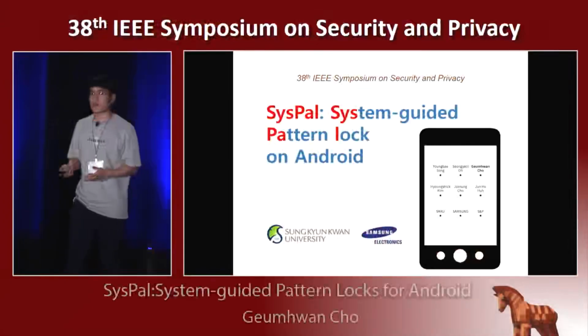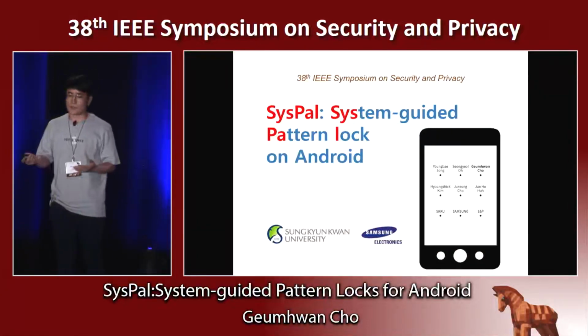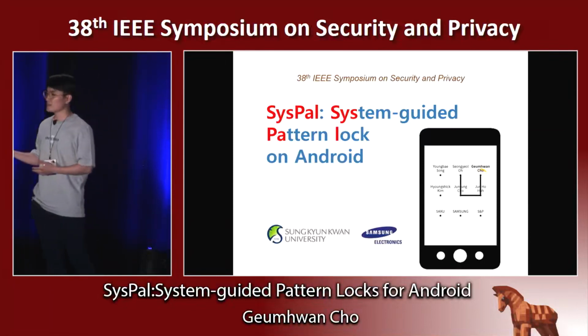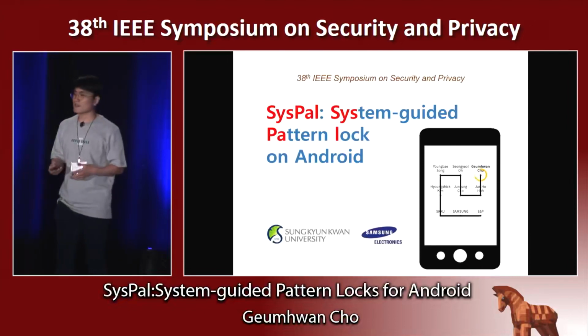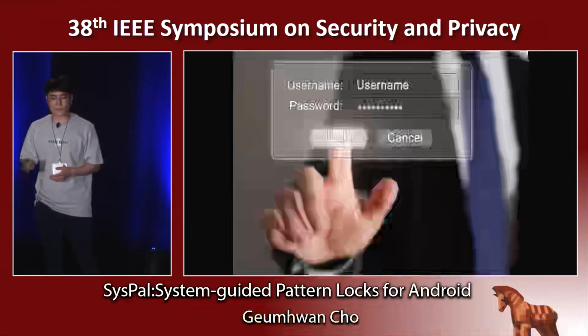Today I'm going to show you how we can improve the security of Android pattern locks. The main idea is this. When you create a new pattern, you should create the pattern with this yellow circle at any position. I'll explain the details in the rest of my talk.